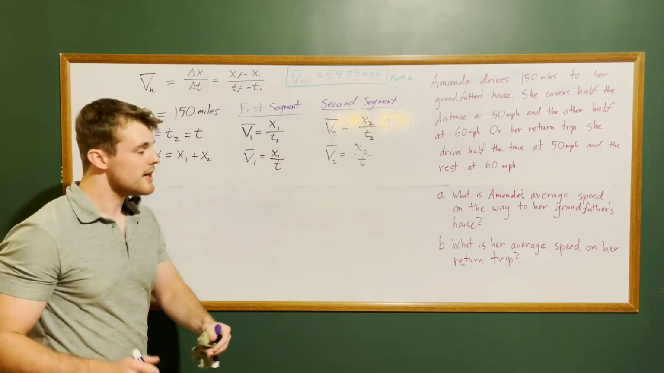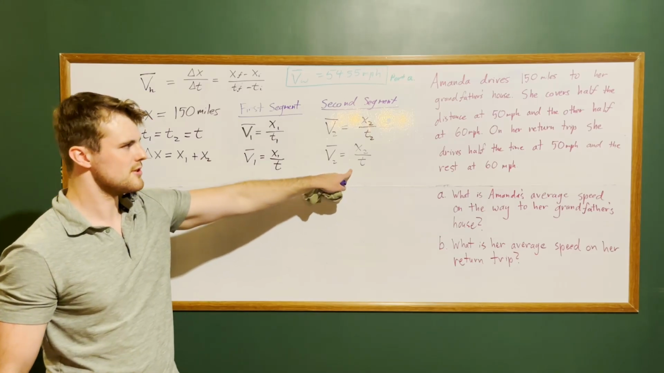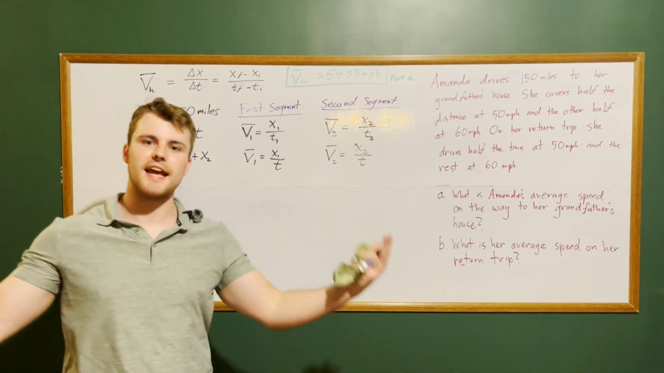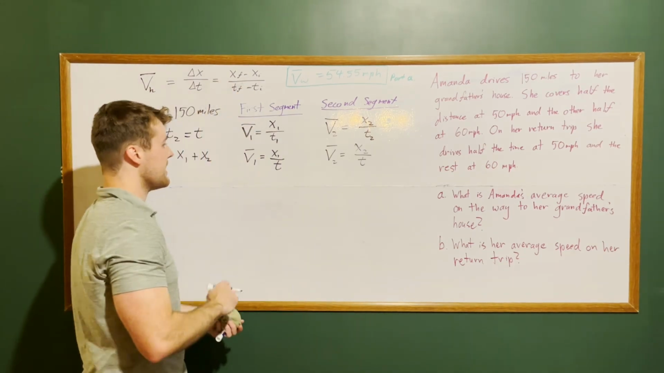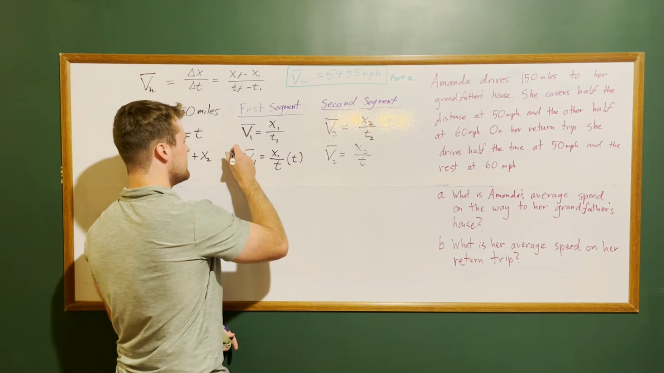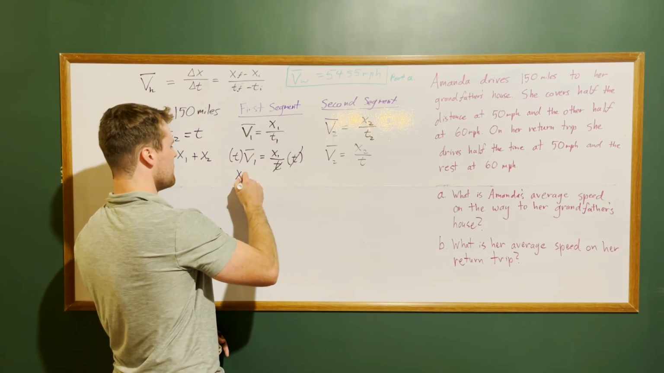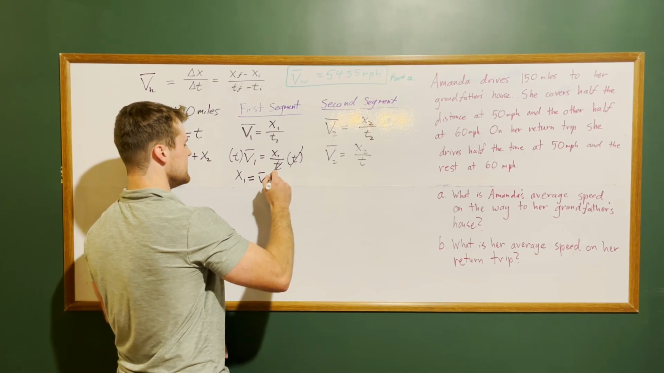So what I'm going to do is solve this equation for x sub 1, solve this equation for x sub 2 and substitute it in here, isolate for t, and then we're going to have our t value that we'll plug into here. So here's what we're going to do. Isolate this for x sub 1. Multiply both sides by t. Of course, the t's cancel, and we get x sub 1 equals v bar 1 times t.